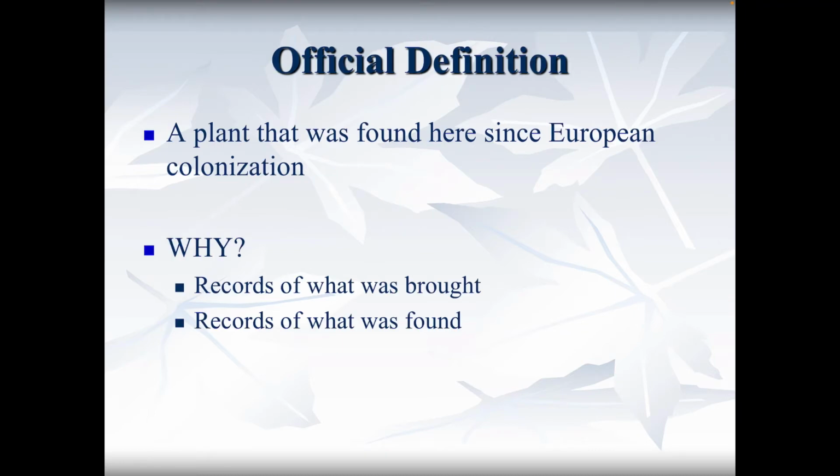We do have an official definition, and that definition is a plant that was here since European colonization. Now, there are challenges with that. It completely ignores the fact that there were thousands of people living in this country before Europeans colonized the country, and they were utilizing plants, and they were moving plants around and planting plants and doing all sorts of things with them. It starts us at a point of time that could be troublesome. However, the Europeans did have records of what they brought over, and they started keeping records of what they found here. So it is a point to start a conversation. It's nothing more than that.